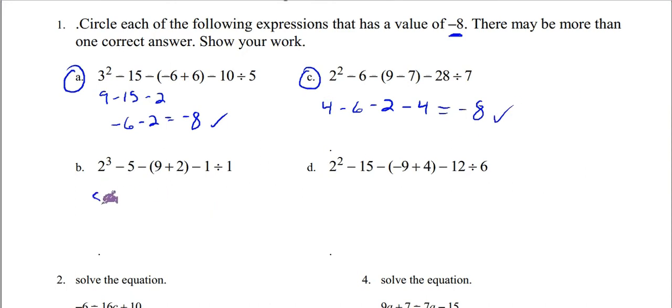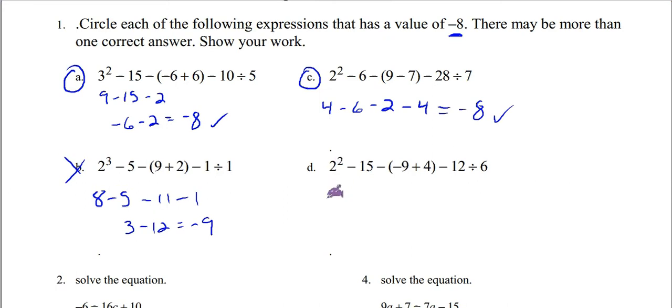2 cubed, that's 8. Subtract 5. Minus what we get in the parentheses, 9 plus 2 is 11. Negative 1 divided by 1 is, well, negative 1. 8 minus 5 is 3. Negative 11 minus 1 is negative 12. Okay, this is not looking good. This is negative 9. So this, no worky.